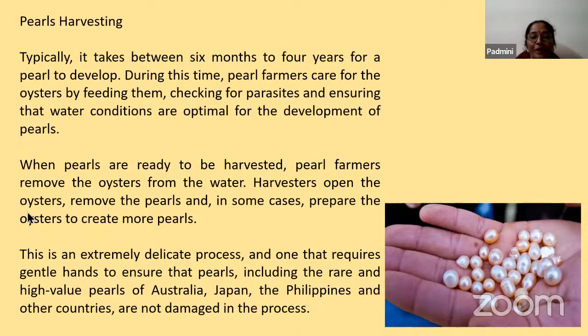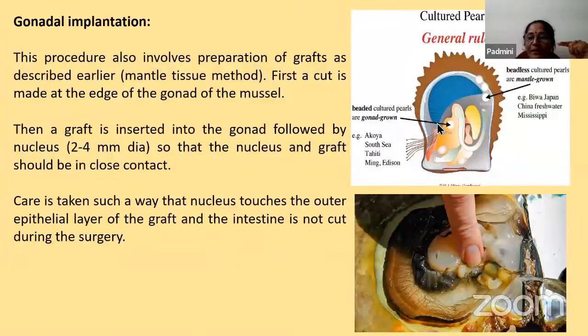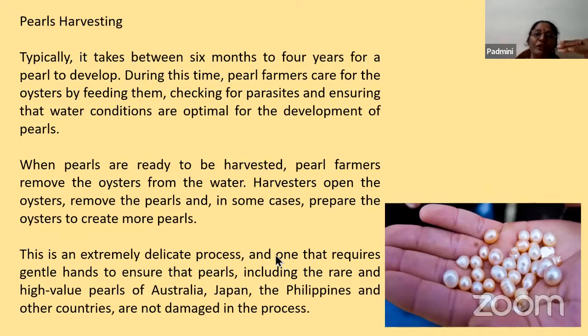When the pearls are ready to be harvested, pearl farmers remove the oysters from the water, and harvesters open the oysters, remove the pearls, and in some cases prepare the oysters to create more pearls. Over here I was talking about the gonadal technique. Once the implant goes inside, the gonad is going to heal, and after removing the pearl, you make them ready for the next operations. So that is one way of reusing the oysters.